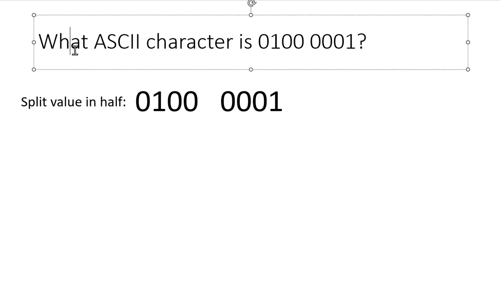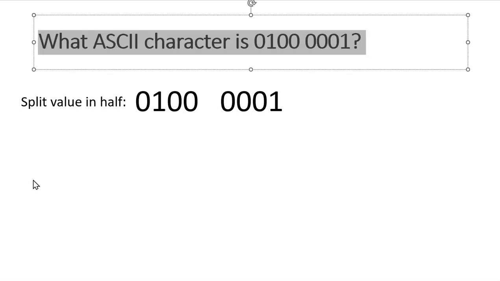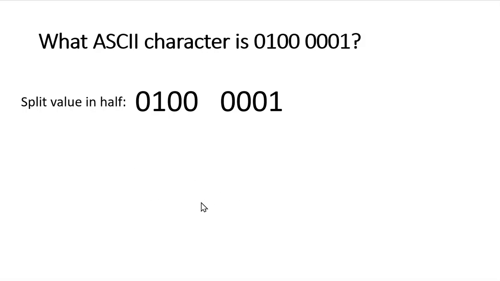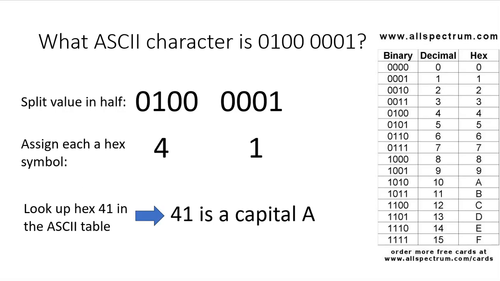Well, split the value in half, and we're going to assign a hex symbol to each half. What number is this on the left? It's a 4. There's a 1 in the 4's place. 1's place, 2's place, 4's place. So that is a hex 4. What about this thing on the right? That is a 1. That's a hex 1. So it's a hex 41. If you look up 41 in the table, you will see that is a capital A.